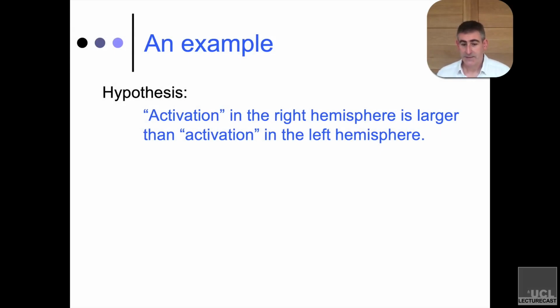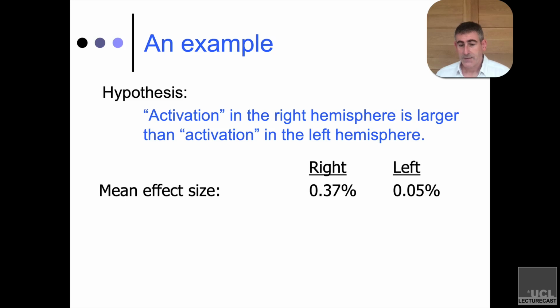So to just make this really concrete, I'm going to hypothesize that activation in the right hemisphere is larger than activation in the left hemisphere. And in this case, by activation, I simply mean the effect sizes induced by the task of interest. And I have all those values, so I can compute the mean over the right and the left hemispheres and say, well, the mean effect size is almost 0.4% BOLD in the right, and it's closer to 0.1% in the left hemisphere. So numerically, there's a difference, and that difference clearly fits my hypothesis.